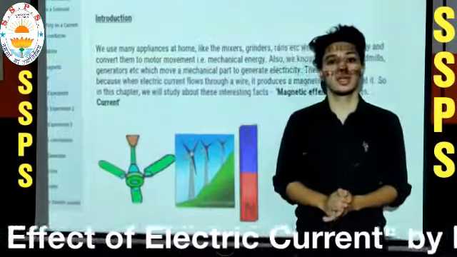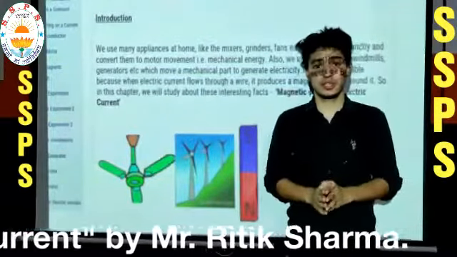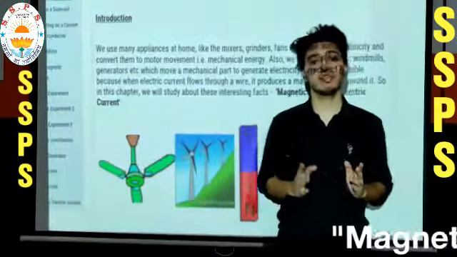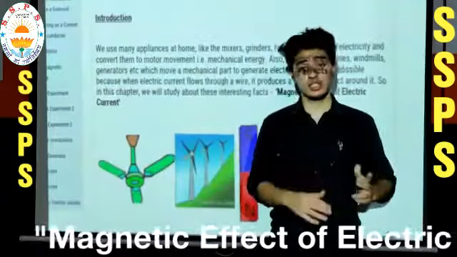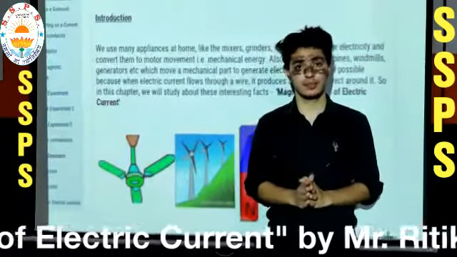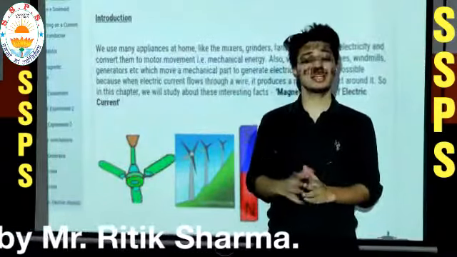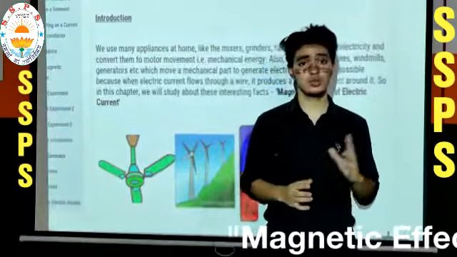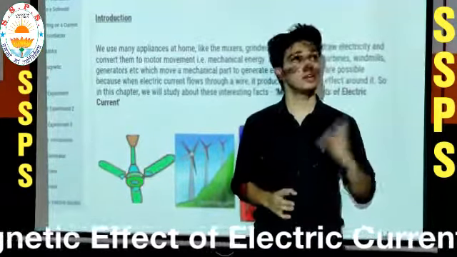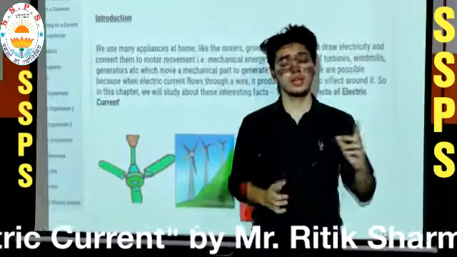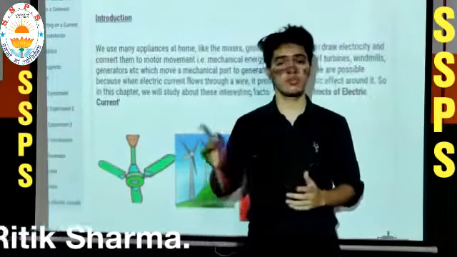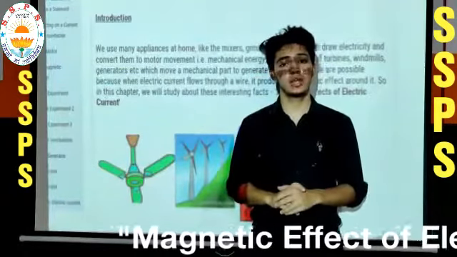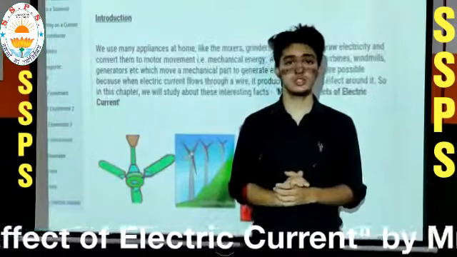Hello students, we have just completed the chapter Electricity and now we are starting the chapter Magnetic Effects of Electric Current. This chapter is also based on electricity. We have seen many electrical appliances that convert electrical energy into mechanical energy, like a fan. A fan sets into motion when we power it on. That means it uses electricity and converts it into motion.